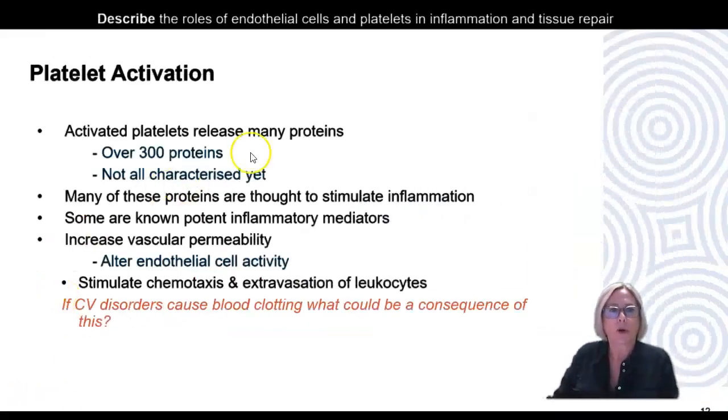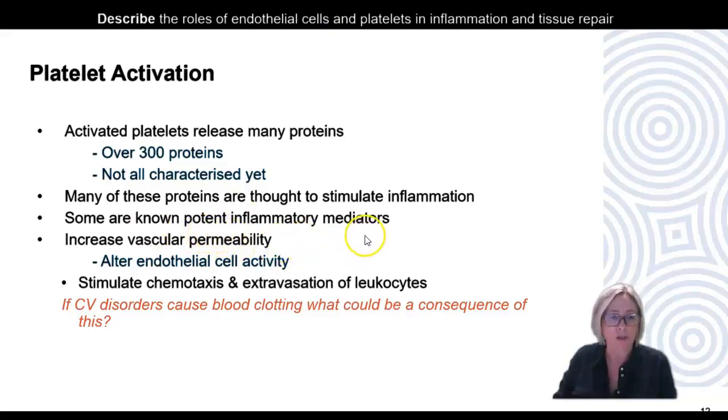So we're going to look at the role of endothelial cells and platelets in inflammation and tissue repair, starting with platelet activation. So activated platelets do release many proteins. Not all of these are characterized yet, so we don't even know some of their functions yet, but they do release over 300 proteins.